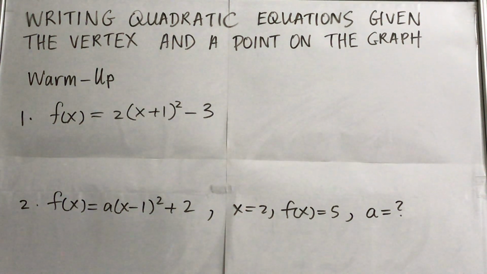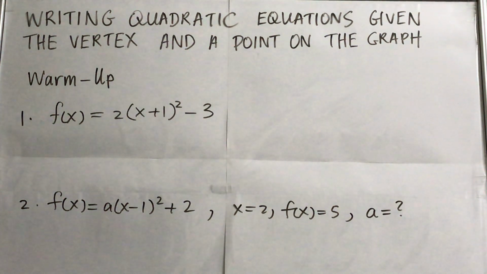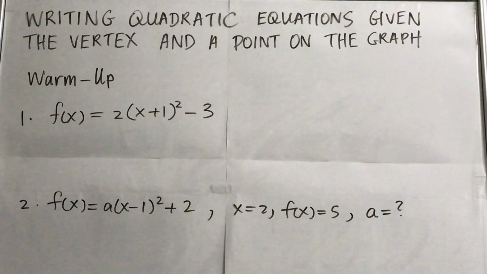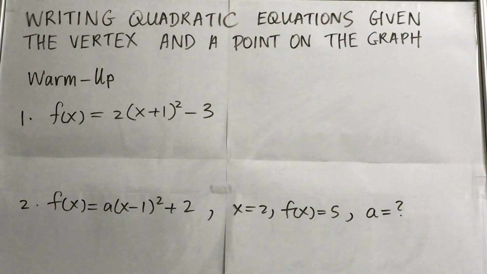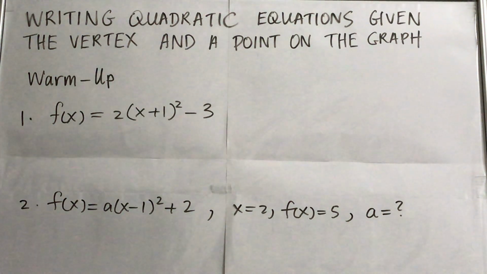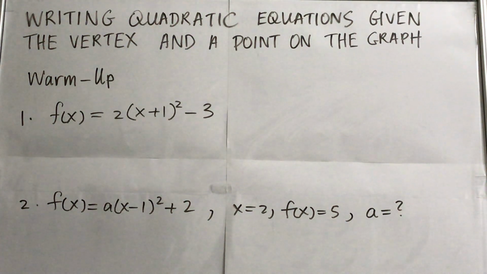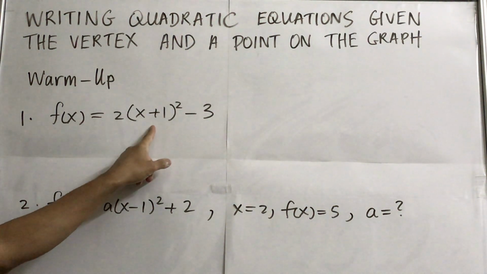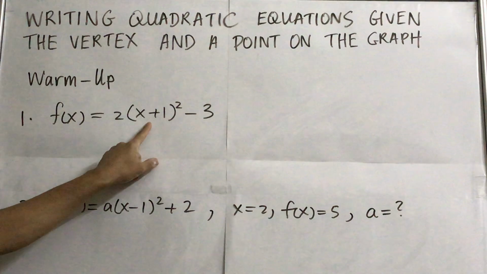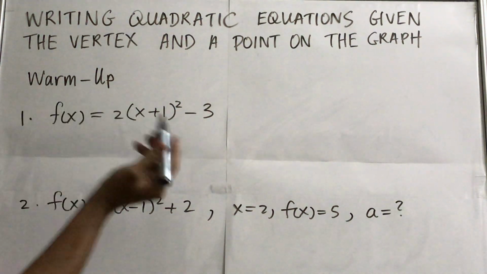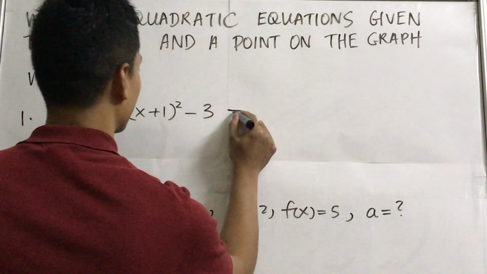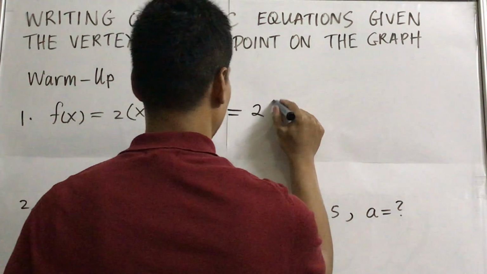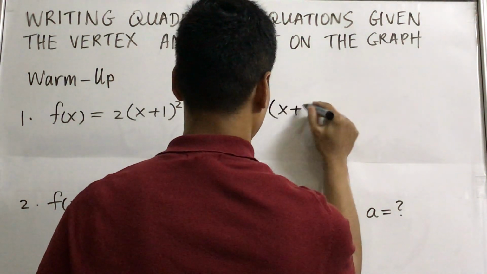Okay, if you're done with your warm-up, now let's take a look at what you've done. Now, what do we do with number one? What are we supposed to do with number one? We're either asked to solve or simplify. Now, simplifying in this case is expanding the parentheses. So, what do we do here? How do we write it? A square means we multiply the parentheses by itself.